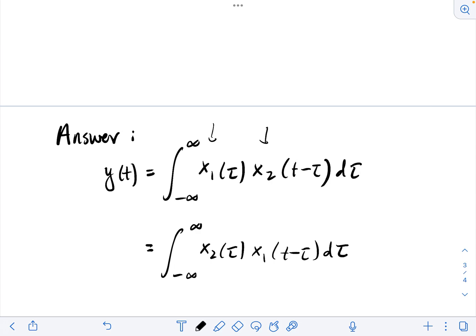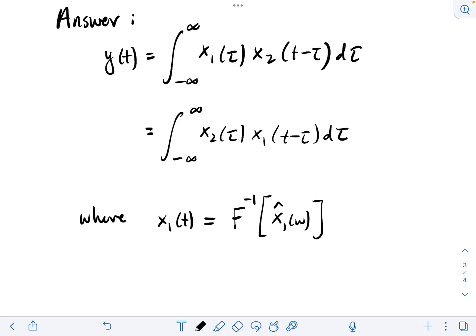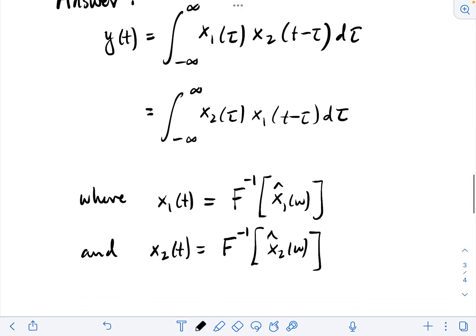Okay, just to be explicit, the meaning of x1 without the hat: x1 of t is the inverse Fourier transform of x1 hat of omega, and x2 of t is equal to the inverse Fourier transform of x2 hat of omega. So we're imagining that we know the forms of these functions of omega, so that if we evaluated the inverse Fourier transforms, we would get the time dependence x1 of t and x2 of t. Okay, so these two integrals that I've written above are equivalent.